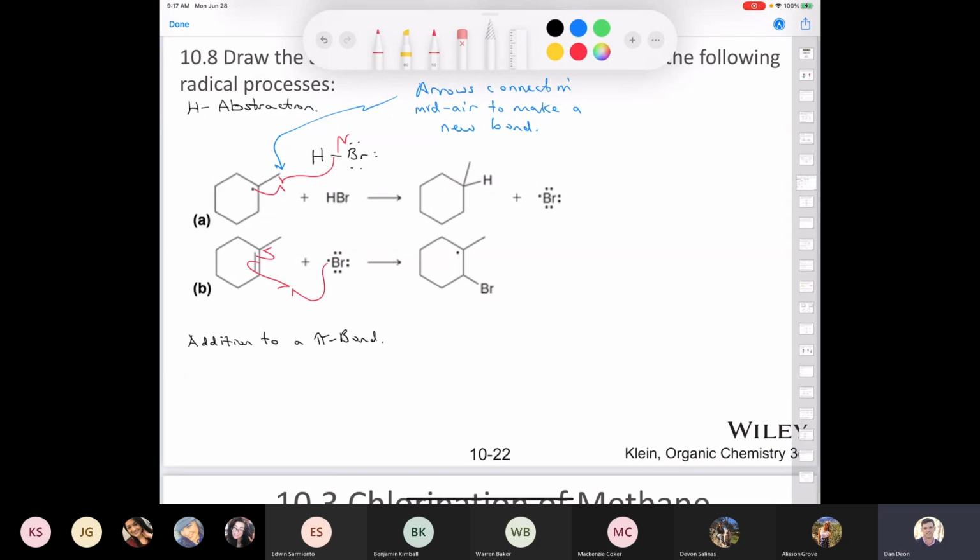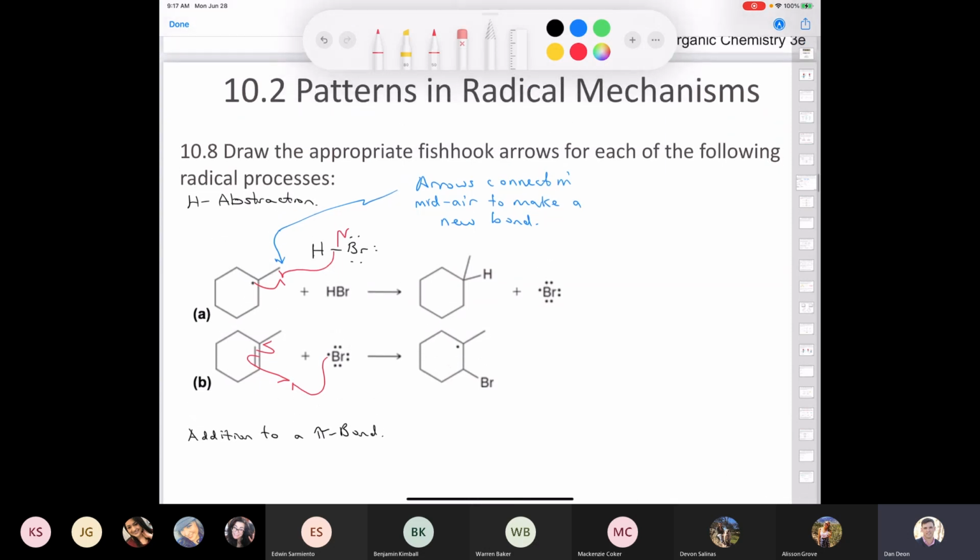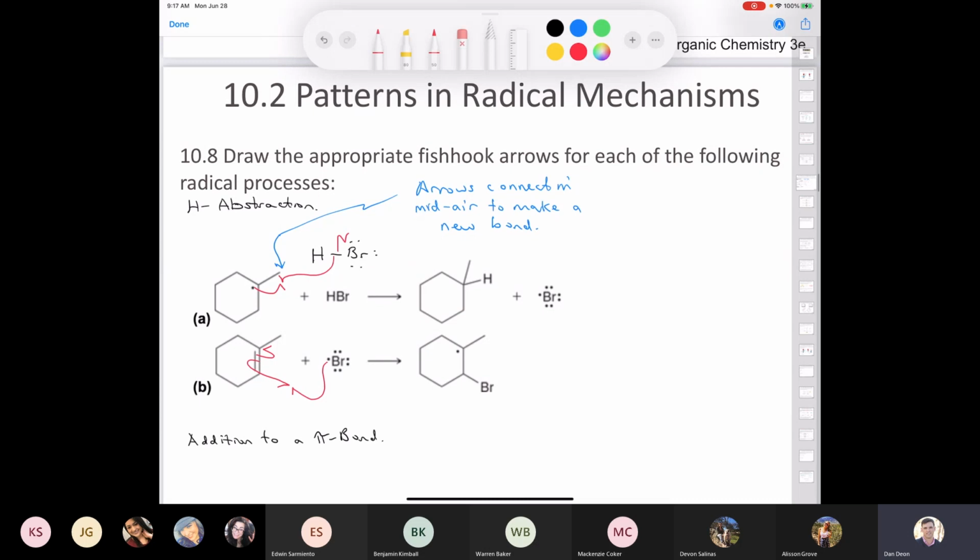And even though fishhook arrow mechanisms are quite different than ionic mechanisms, all of our proton transfers, carbocation rearrangements, etc., I think that if you understood that, it will definitely help you with this. You know, anything that you learn in organic chemistry will be beneficial to learning something else in the class, won't it? All right, there we go. So that covers section 10.2. Those are the types of radical mechanisms that we're going to see. And again, they're going to come up over and over.